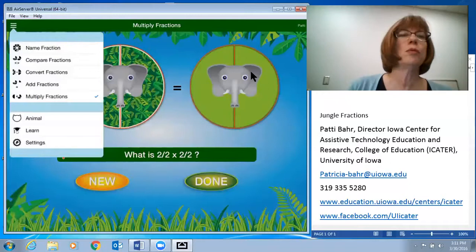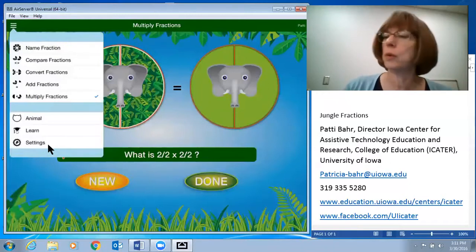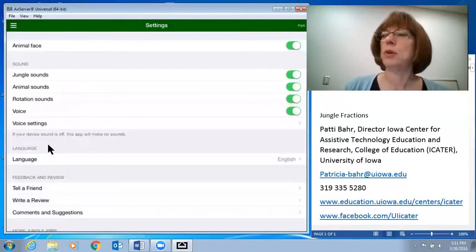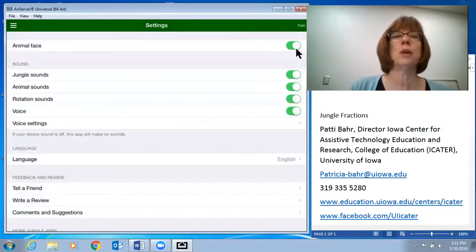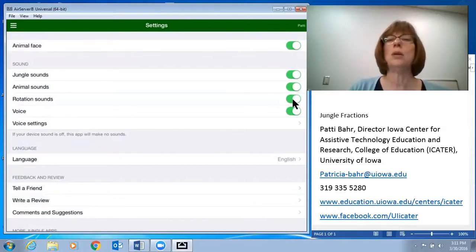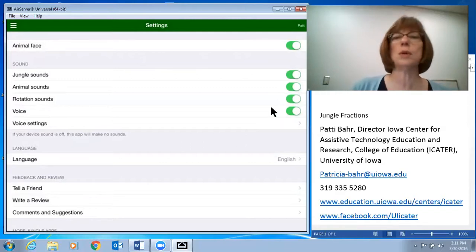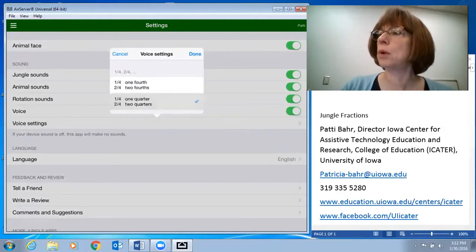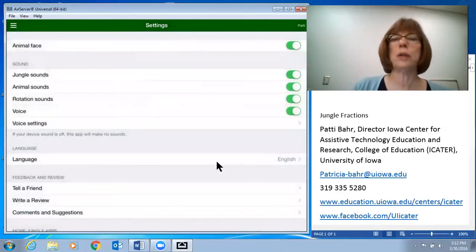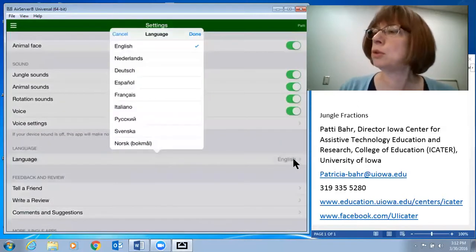The one thing we didn't go over here was settings, and so I want to go over that with you real quickly. You can have it so there's not an animal face at all if you want. Or you can have it so there's no jungle sounds in the background or no animal sounds and no rotation sounds, and that there's no voice. You can change your voice settings. So instead of 1/4 or 2/4, it says 1/4 or 2/4, and you can change the language from English to a lot of different ones.